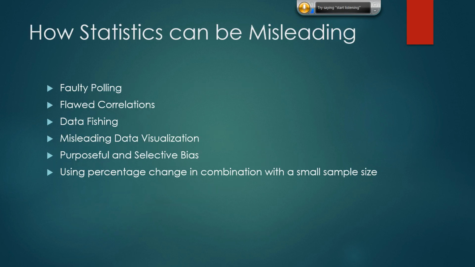So here are 6 ways that statistics can be misleading. One is faulty polling. One is flawed correlations. There's data fishing. There's misleading data visualization, purposeful and selective bias, and using percentage change in combination with a small sample size. I'll talk about each one of these in a bit more detail.